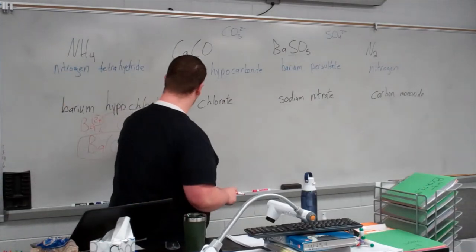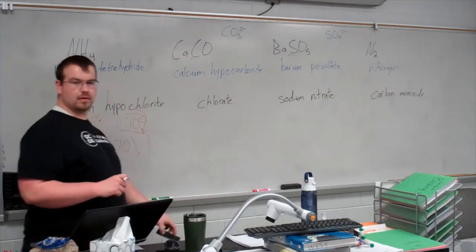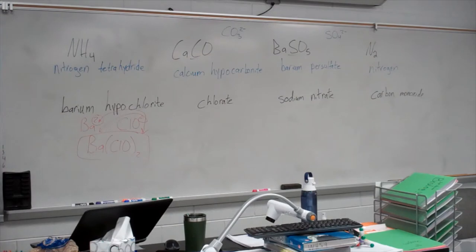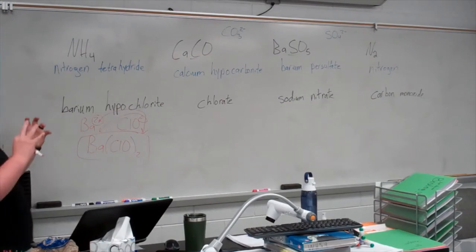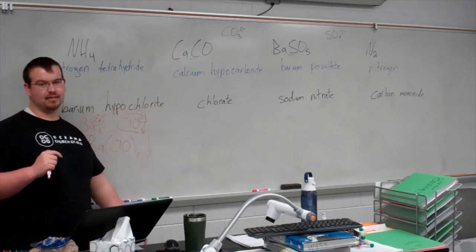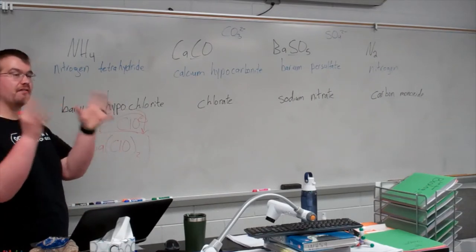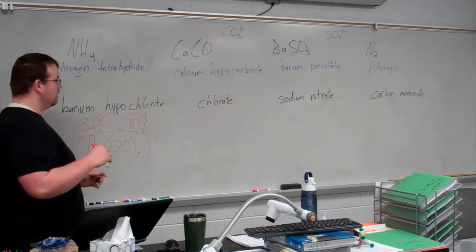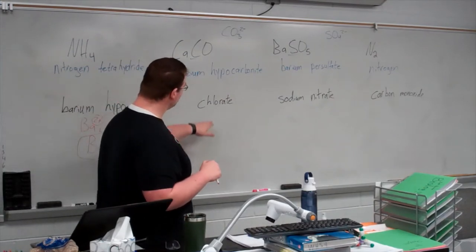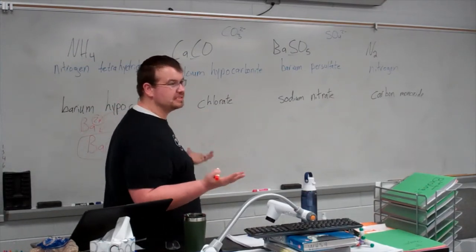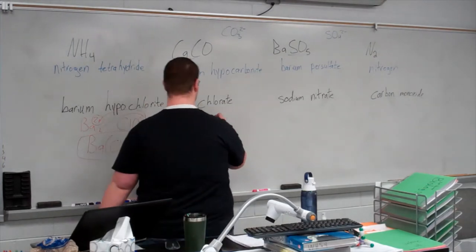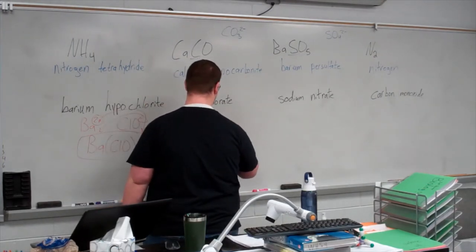Mr. Hall, I think you explained this, but how did you get the parentheses? I did the parentheses because I need multiple of a hypochlorite. If you need multiple of a polyatomic, you have to put it in parentheses. Chlorate. I just gave it to you, but it's the root, ClO3-.